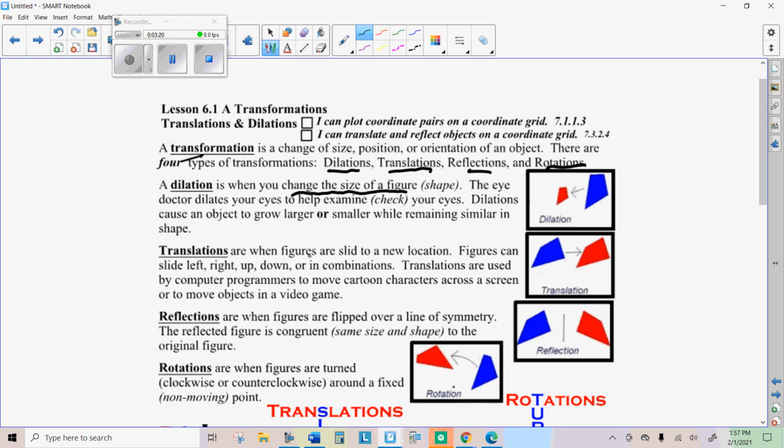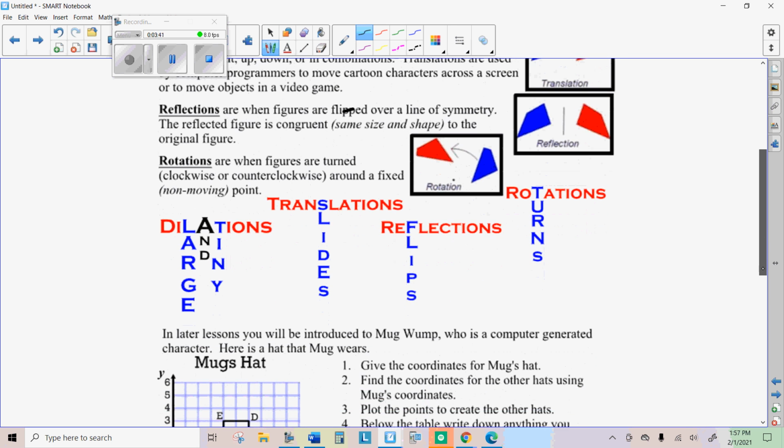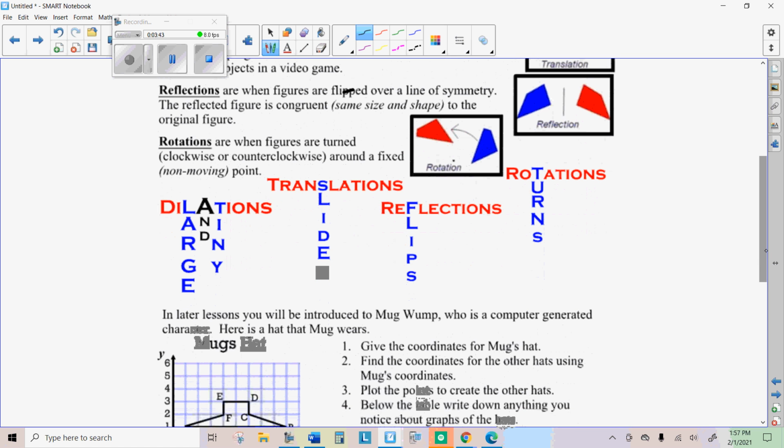Translations are where you slide something around to a new position, so up, down, left, right. Reflections are when you flip the object over a line of symmetry. And rotations are where you spin it around. All right, so those are the 4 ways you can move an object on a coordinate grid. You can make it bigger or smaller. You can slide it around. You can flip it. And you can turn it.